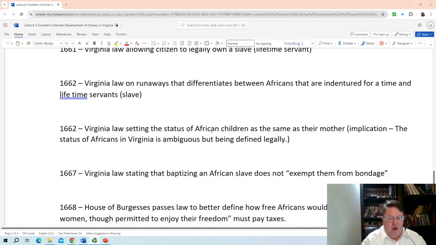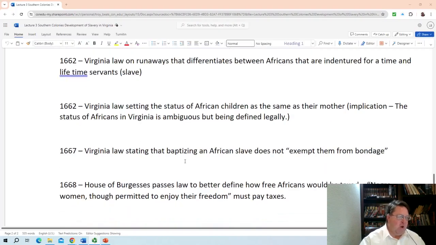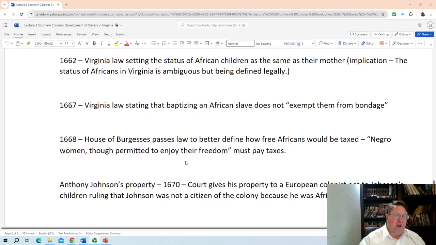1667, Virginia law states that baptizing an African slave does not exempt them from bondage. And so just being baptized doesn't mean you're not a slave anymore. And so you see they're getting rid of that ambiguity. Okay. So finally in the 1660s, after several decades, you see the decline of European indentured servitude. You see the decline of African indentured servitude. Enslavement of Indians doesn't work. And so you're seeing the colony of Virginia turning to African slave labor, the Atlantic slave trade.